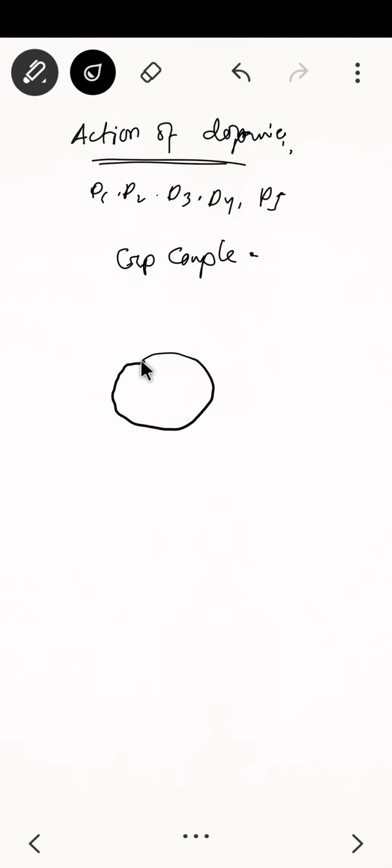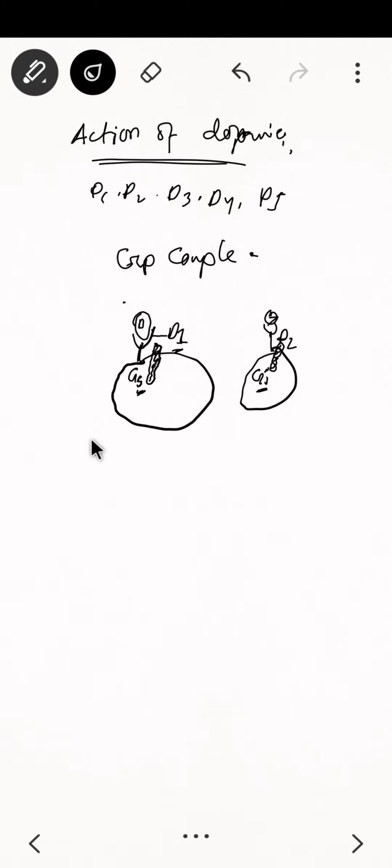Basically, suppose it is a cell and there is a receptor. This is the D1 receptor. This D1 receptor is activated by dopamine. This receptor ultimately activates adenyl cyclase through stimulatory G protein. So the D1 receptor is stimulatory, Gs. On the other hand, the D2 receptor, when dopamine binds, inactivates adenyl cyclase through inhibitory G protein. That's why D1 is stimulatory, D2 is inhibitory.